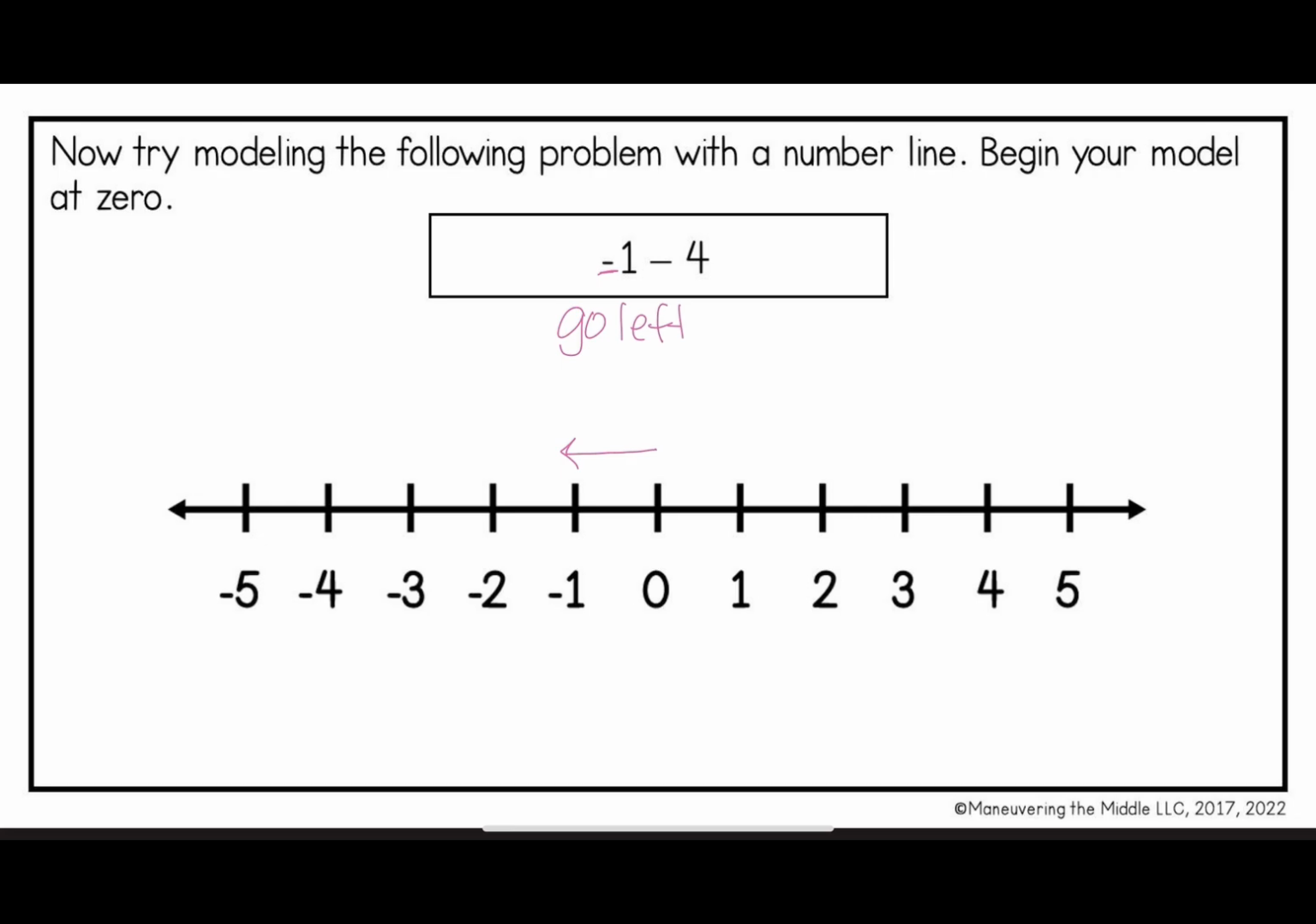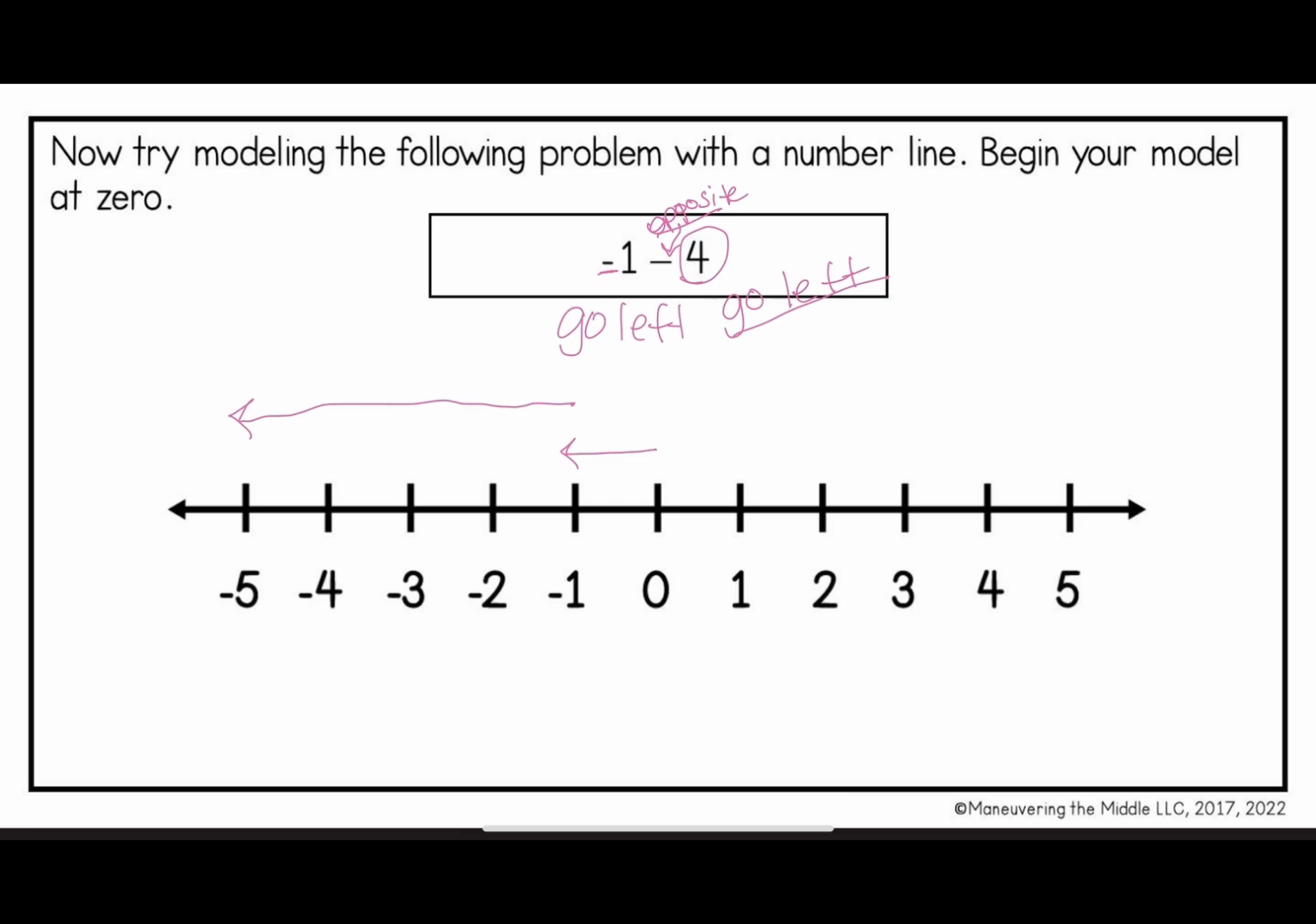And now I need to do the opposite of 4. Well, it's positive, so I'm doing the opposite. Because it's positive, I would have gone right, but I have to do the opposite, so I'm going to go left. 1, 2, 3, 4. So now I'm at negative 5.